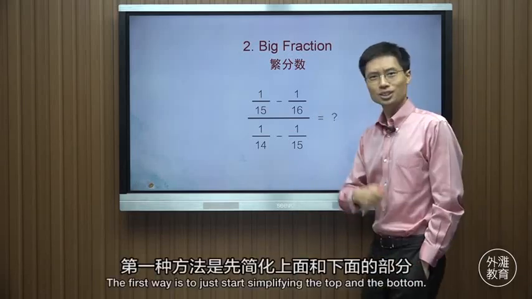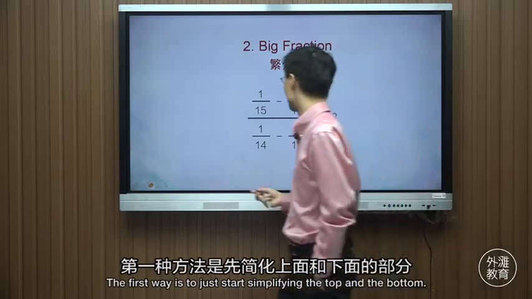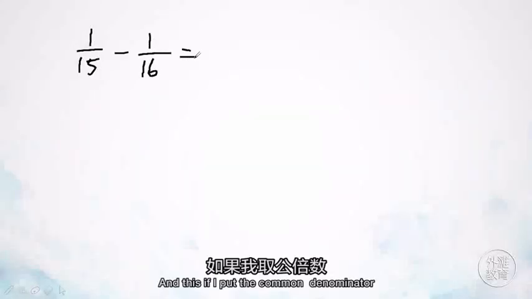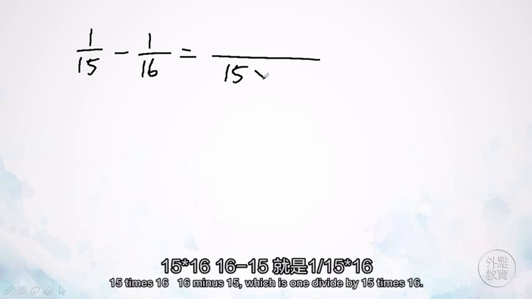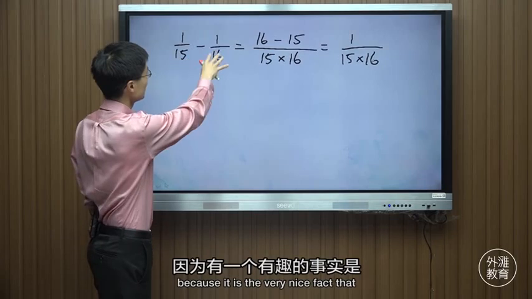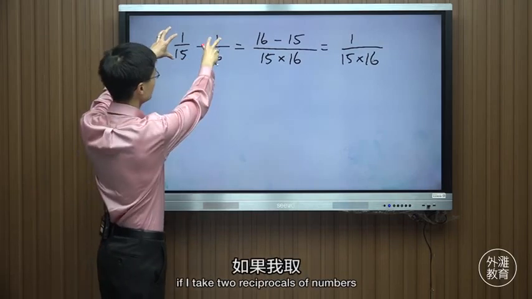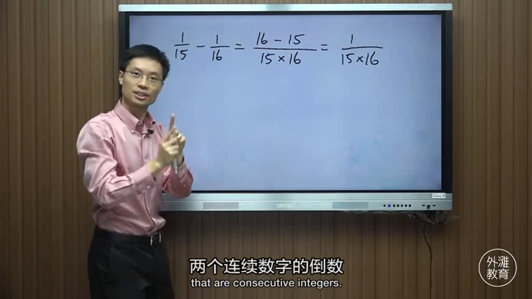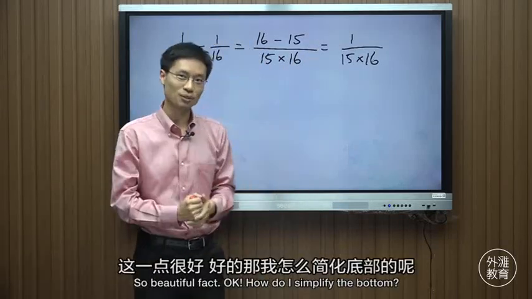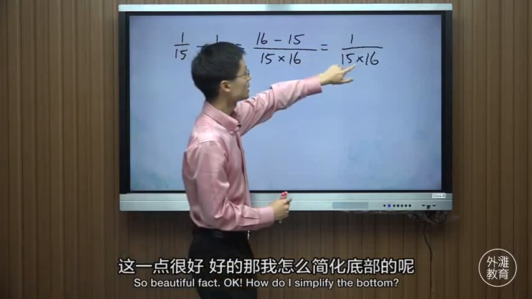The first way is to just start simplifying the top and the bottom. The top is 1 over 15 minus 1 over 16. And this is, if I put a common denominator, 15 times 16, 16 minus 15, which is 1 divided by 15 times 16. This I'm showing again because it's a very nice fact that if I take 2 reciprocals of numbers that are consecutive integers, the difference is just 1 divided by their product. It's a beautiful fact.